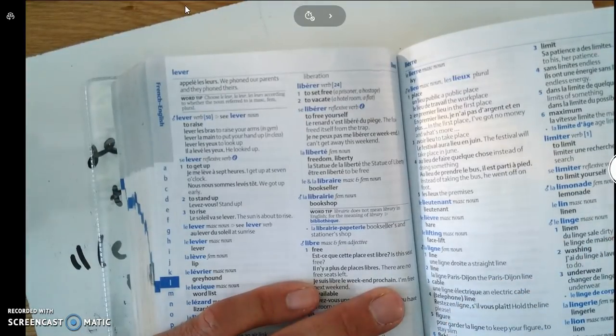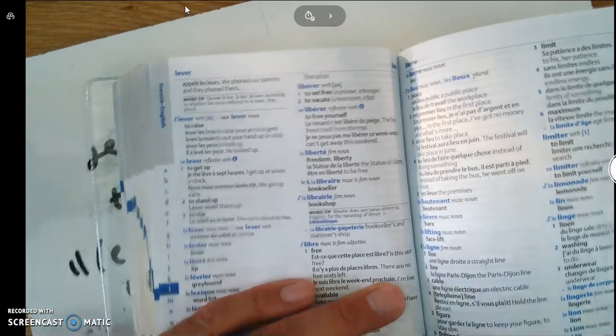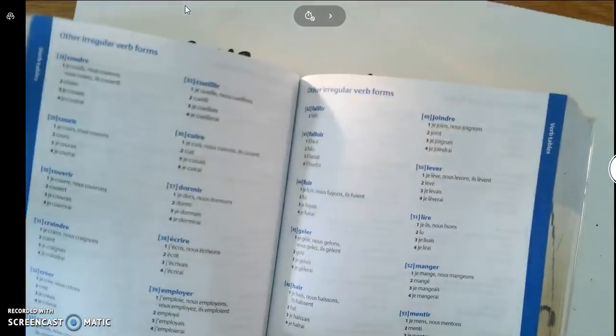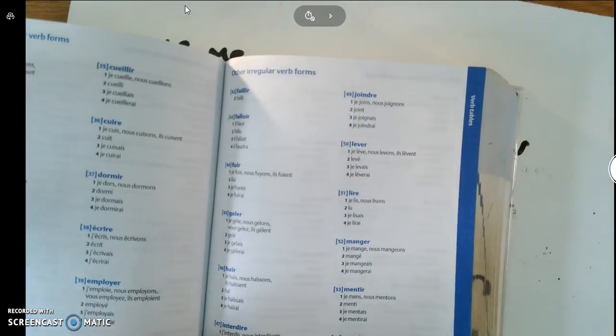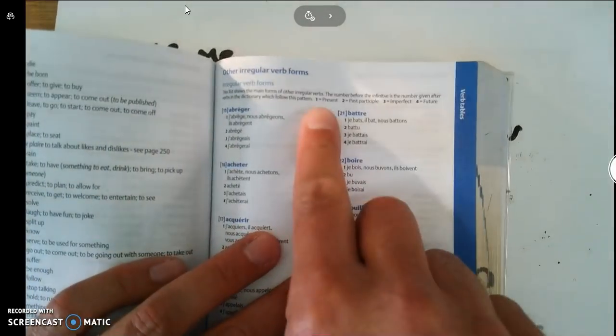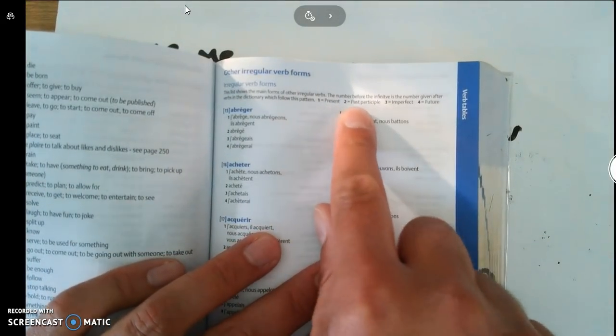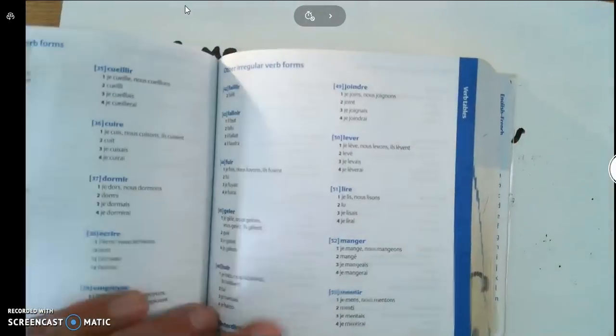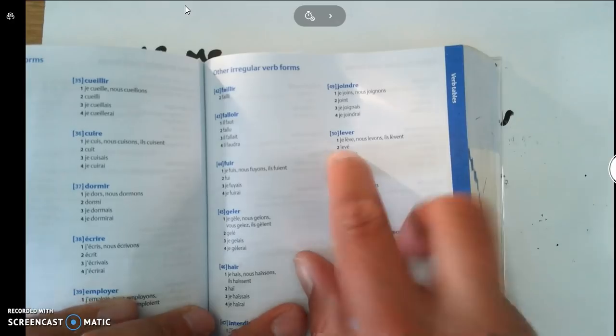I'm going to assume that lever, what we do to get to the perfect past participle, is to take off the er and add an e with an accent. But I'm going to check anyway to verb 50. So let's have a quick look at verb 50. I've got lever here. If I go back a page, it tells me up here that 1 is the present, 2 is the past participle, 3 is the imperfect, 4 is the future. So number 2 is what I need. And the word I've got here is levé.